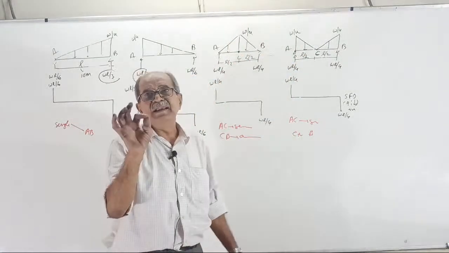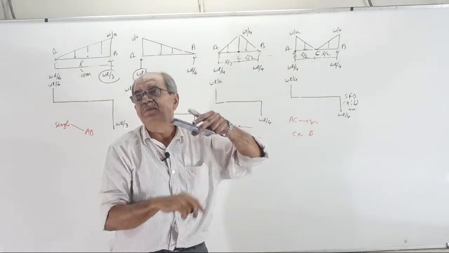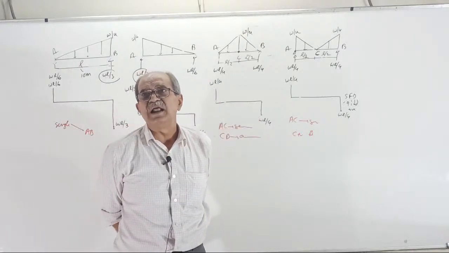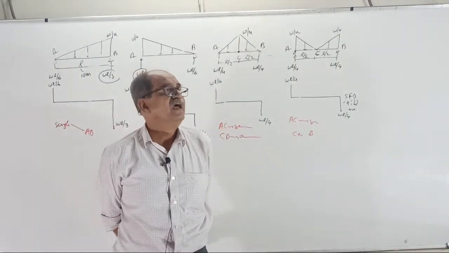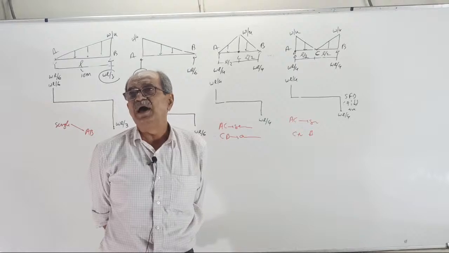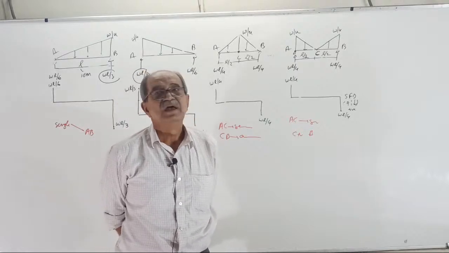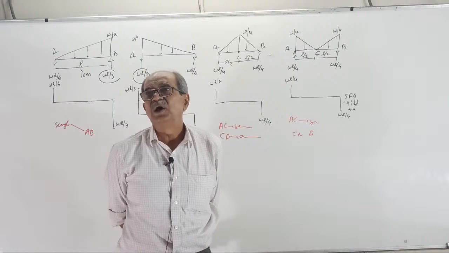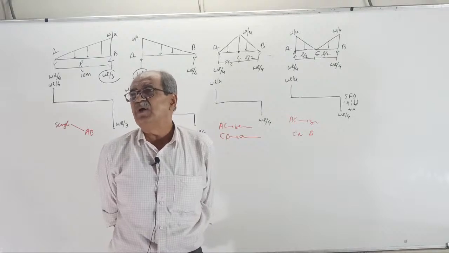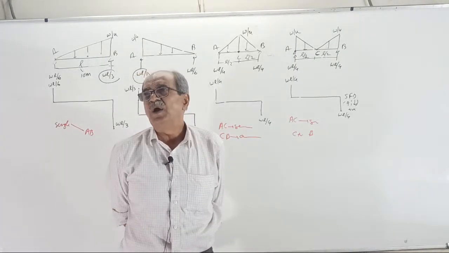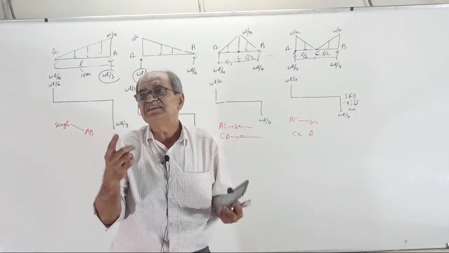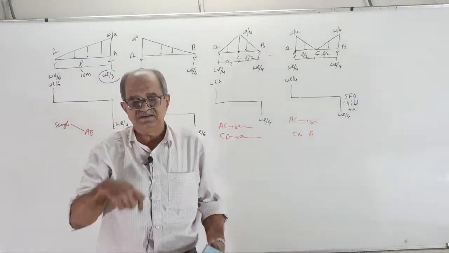Standard points are the extreme ends of the beam, or where point loads are there, or where couples are there, or where supports are there, or where UDL starts or UDL ends, or where intensity of UDL changes, or if UVL, where UVL starts, where UVL ends, or if varying UVL, you may not always get a triangle. If another type comes, where UVL intensity changes. Now clear? If the intensity changes, that also becomes a standard point.